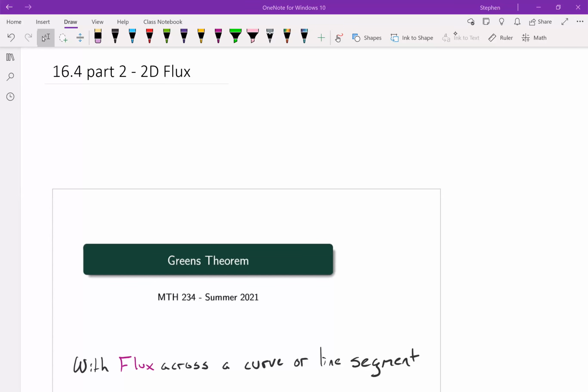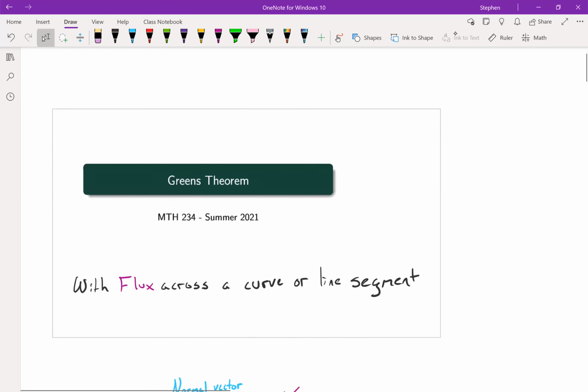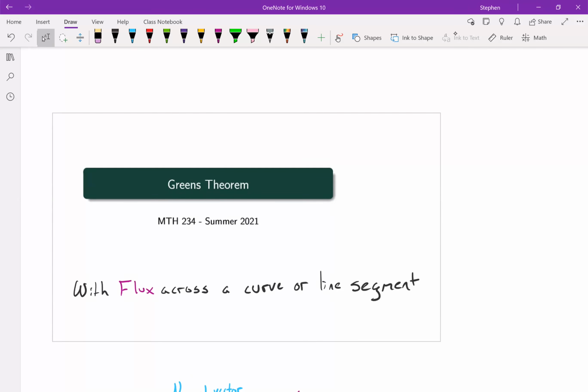All right, let's take a look at the second half of the Green's theorem lecture, which looks at two-dimensional flux, or flux across a curve or line segment. Now, some of this information about flux is covered in section 16.7 within the textbook, but most of the topics we'll be looking at, pretty much anything to do with two-dimensional flux, is not covered in our textbook. So if you'd like more information on flux in general, feel free to do some of your own research.